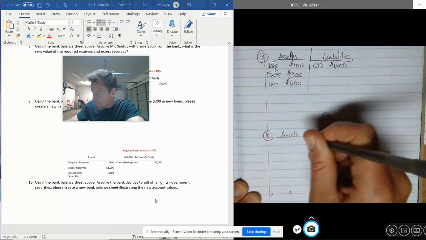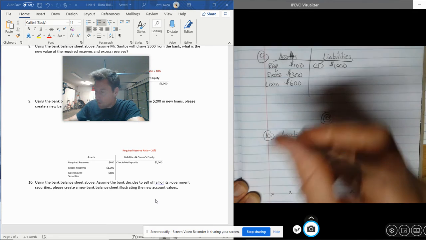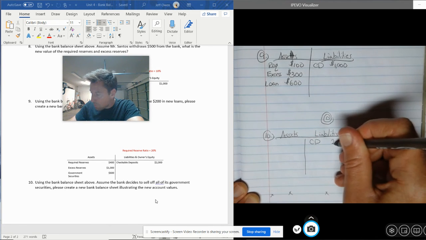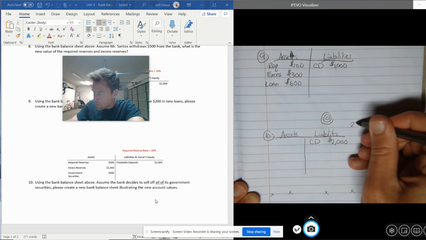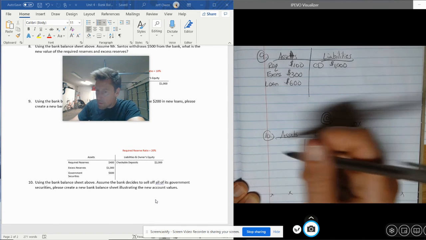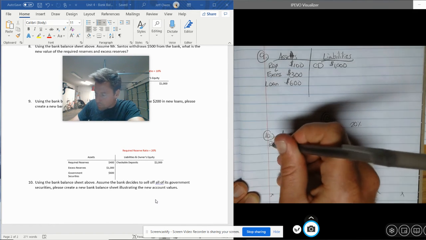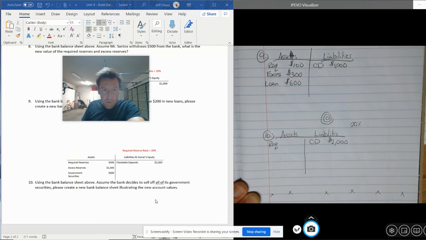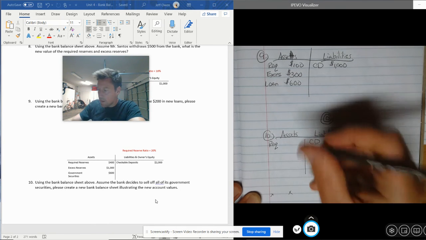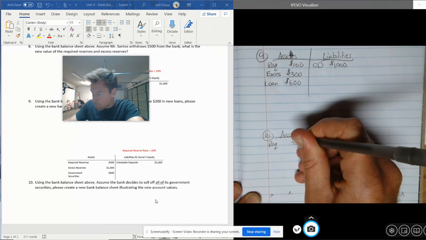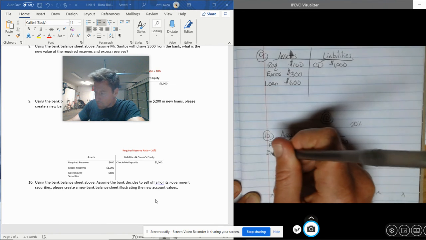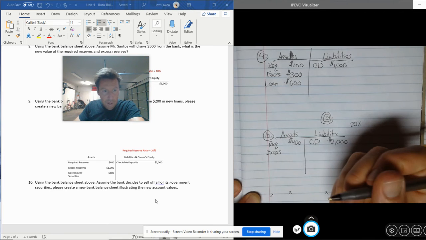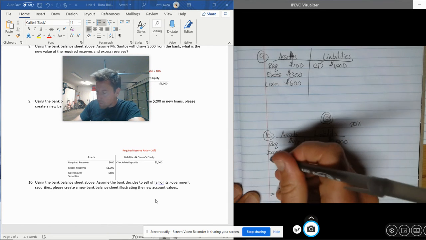So checkable deposits of $2,000. What's our required reserve rate? 20%. Our required reserves will stay exactly where it needs to be at 20%. It has to stay there. So no change in the required reserves over here. Excess reserves are going to see a change, and so will government securities.